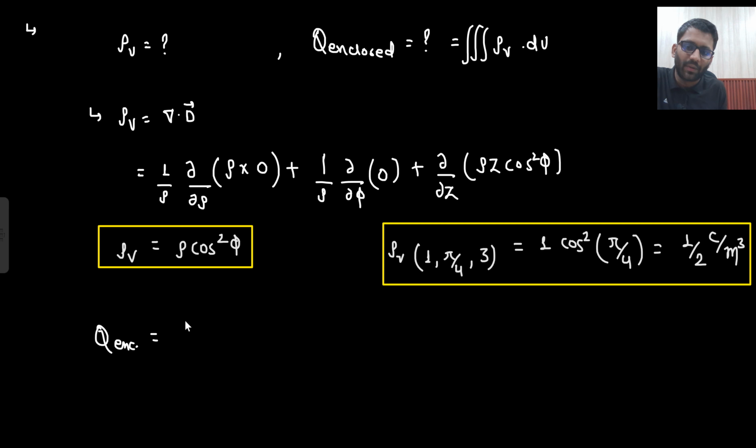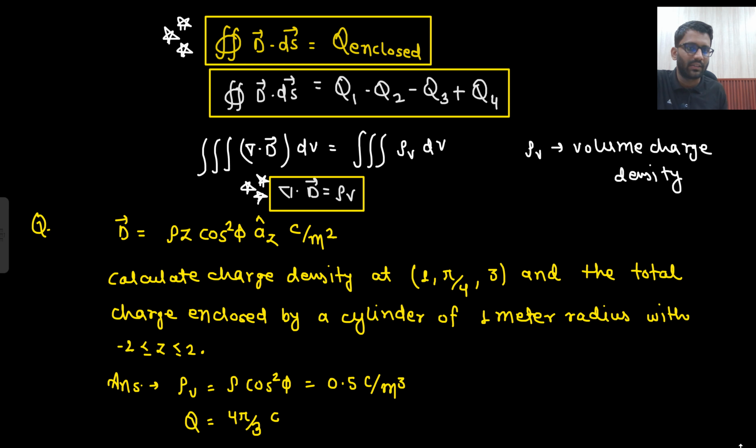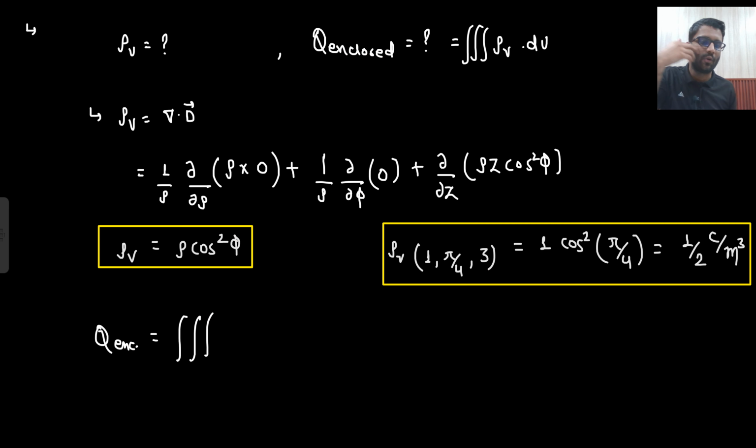So for Q enclosed I need to write rho v. They are not asking at a point, certainly they cannot ask at a point. They are asking what will be the total charge enclosed within the volume of this cylinder. So 1 meter radius is there, rho will go from 0 to 1, z will go from -2 to 2 and phi will go from 0 to 2 pi. I hope you must have solved these kinds of problems and now it is very easy for you. And what will be your dV? dV will be rho d rho d phi dz.